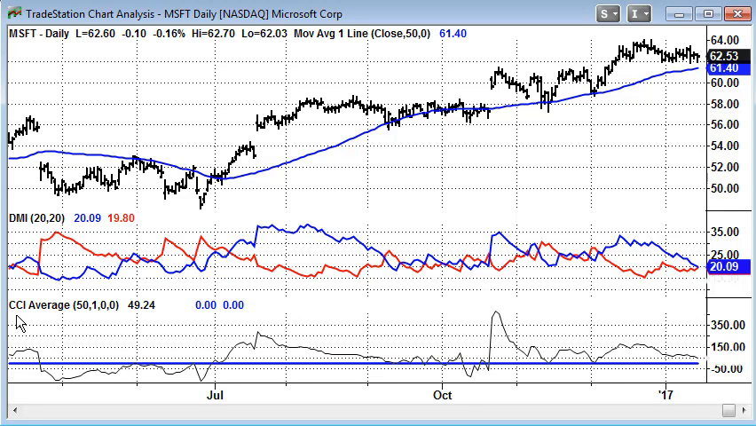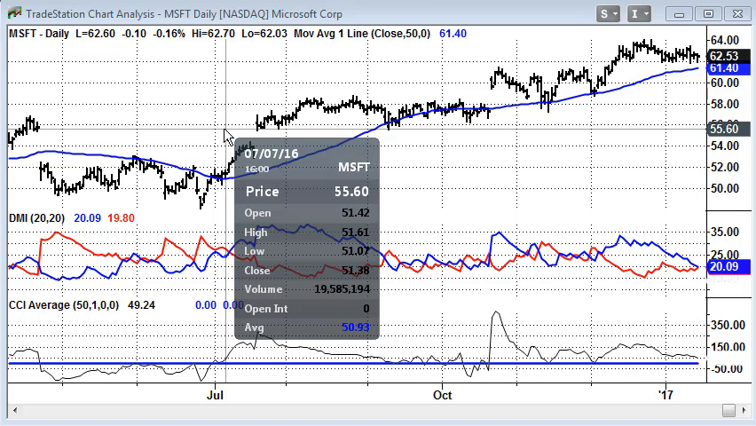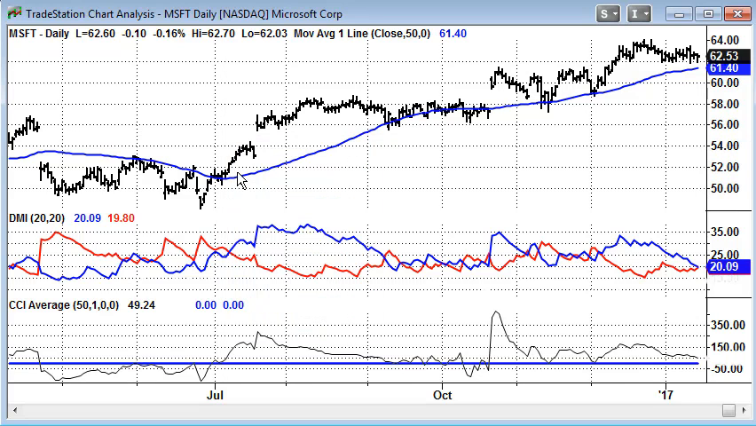Here we're looking at the CCI, and many traders use that and watch that as a zero line. So in other words, if the indicator gets above zero, that indicates a potential bullish trend. Well, what do you know? The CCI is getting above zero, and it's doing this at the same time and same area as the DMI and the 50-period simple moving average.